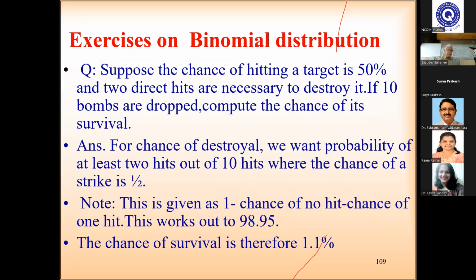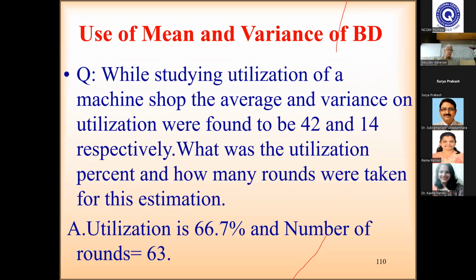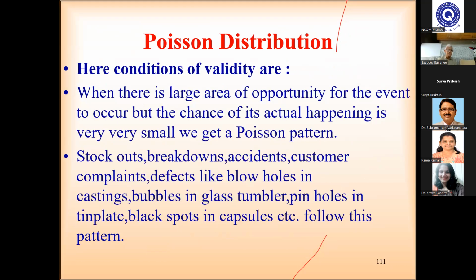Okay, we'll do that tomorrow. Poisson distribution, conditions of validity. Can you read out? Yes, sir. Poisson distribution. Here, the conditions of validity are when there is a large area of opportunity for the event to occur, but the chance of its actual happening is very, very small, we get a Poisson pattern.